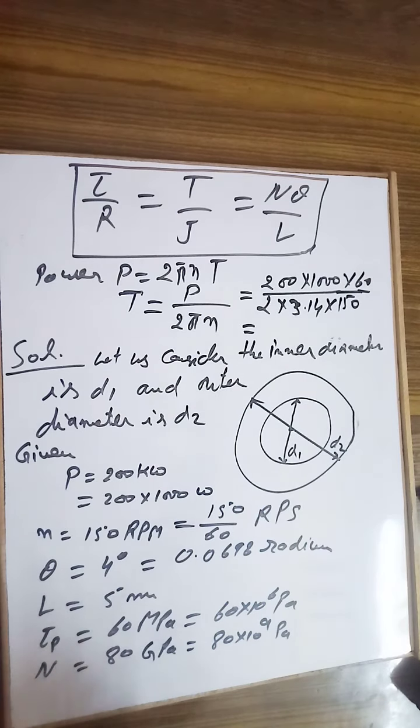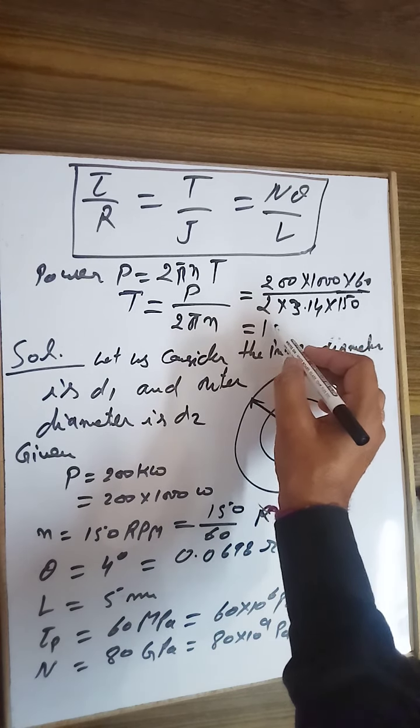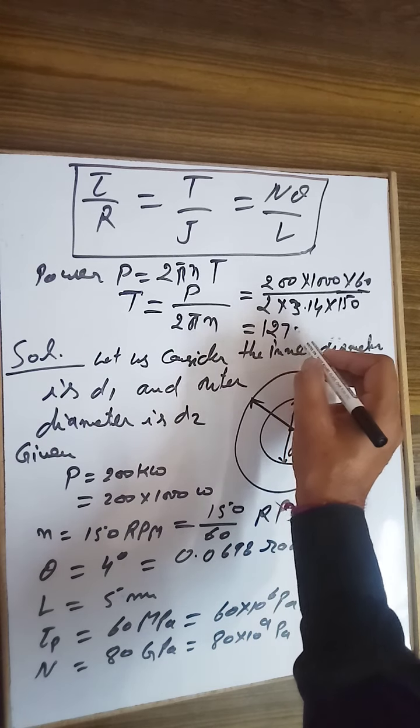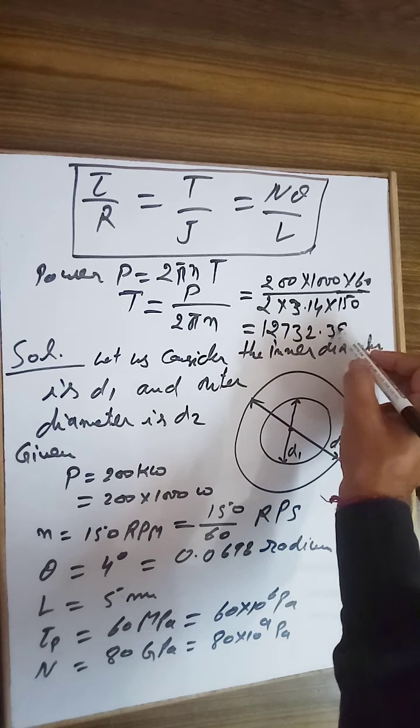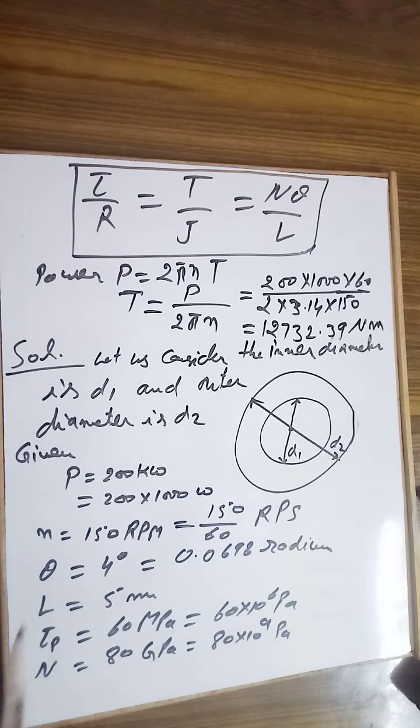So finally, on solving, I have the solution of this. On solving, almost you will get the value. By calculator you can solve this calculation. So it will be 12732.39 Newton meter. So this will be the value of this T.